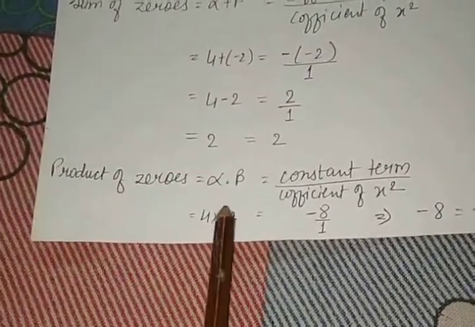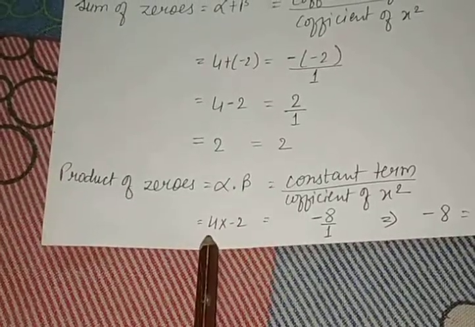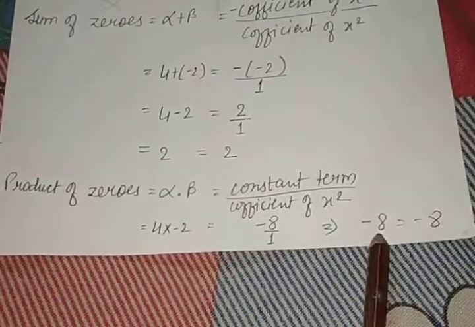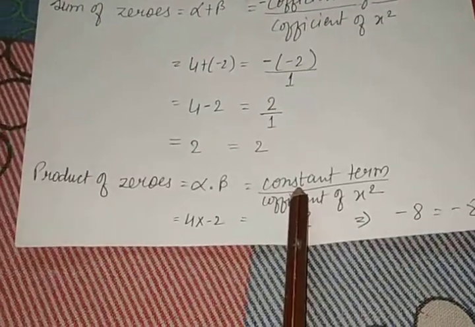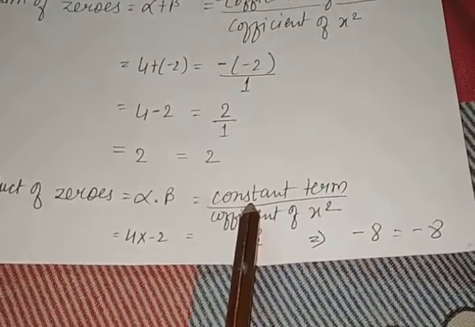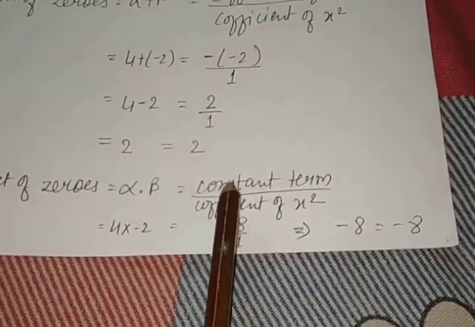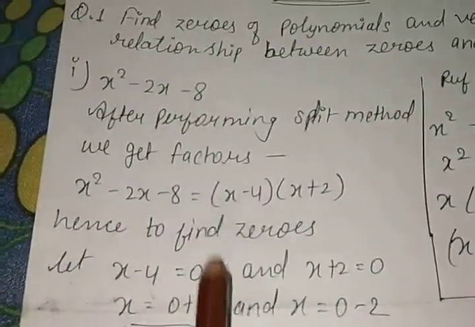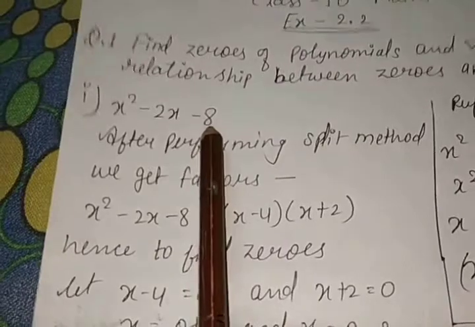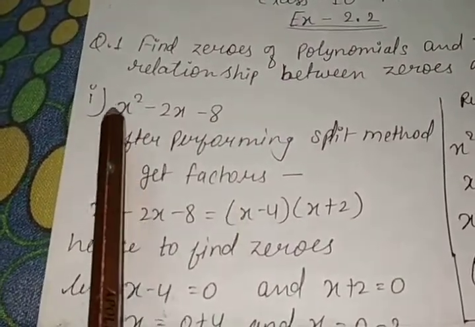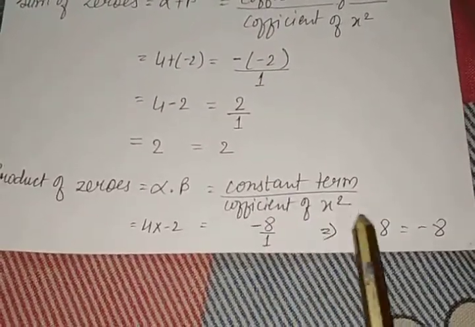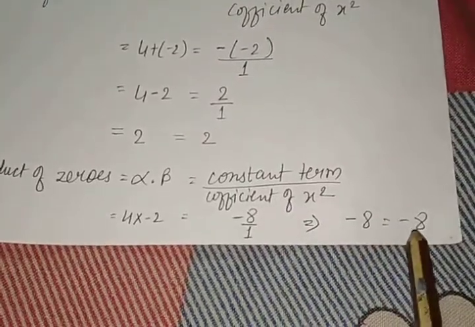Next, the product of zeros, that is alpha dot beta. Alpha is equals to 4, beta is equals to minus 2. 4 multiplied by minus 2, we get minus 8 as the answer. And the formula to establish the relationship between zeros and the coefficients is constant term upon coefficient of x square. The constant term of the polynomial is minus 8 and the coefficient of x square is 1. So we get minus 8 again.